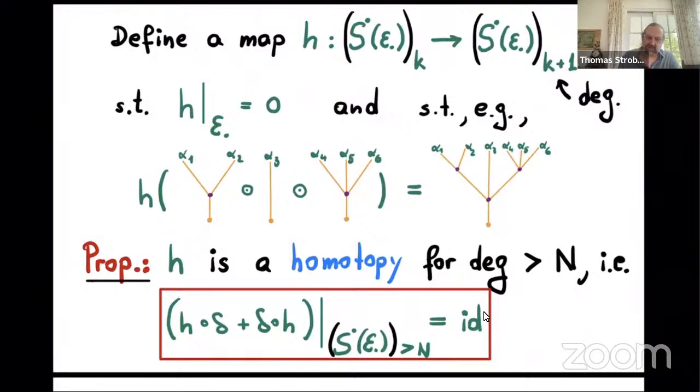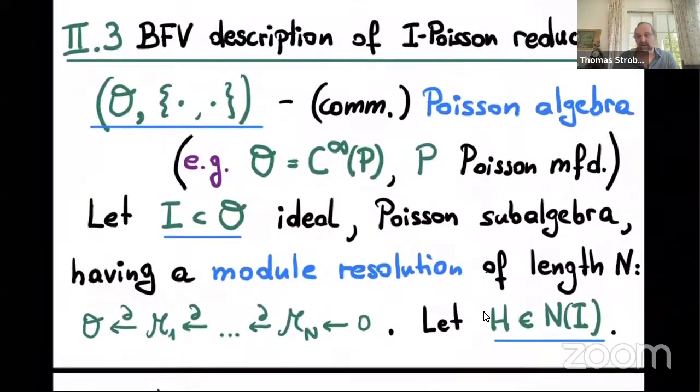More important is that on degrees bigger than this length of the module resolution, this becomes a homotopy. And that's used in the SQL, or can be used also there.